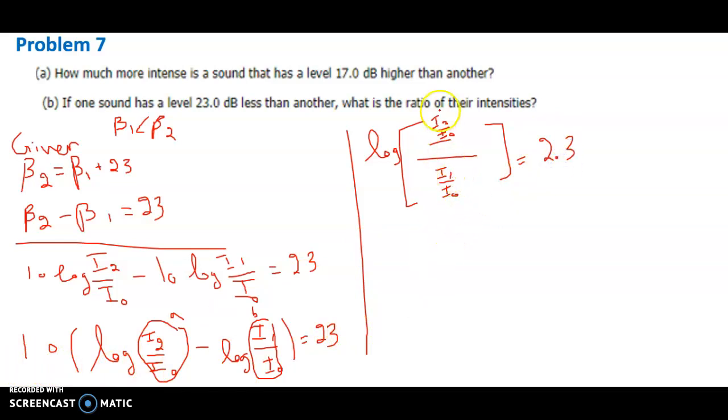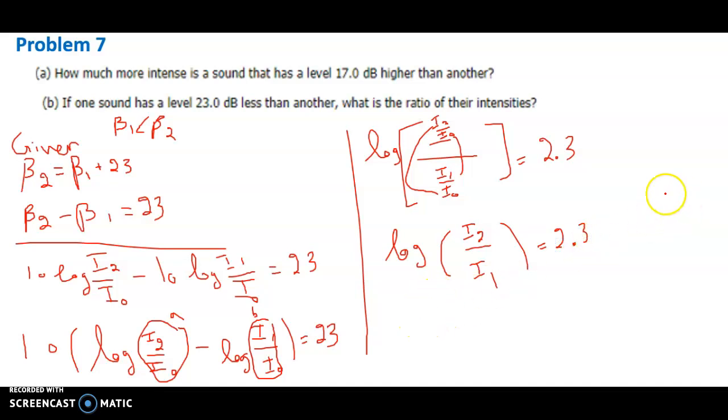And if we multiply the ones that are away from each other, I2 times I0 over I0 times I1, we will get again the same thing that we got in the previous part. It is log I2 over I1. So this is equal to 2.3.